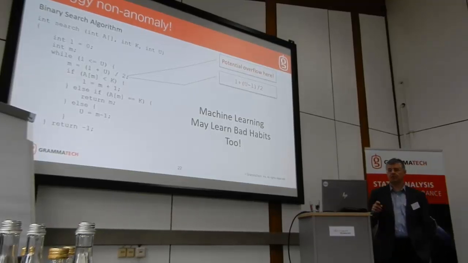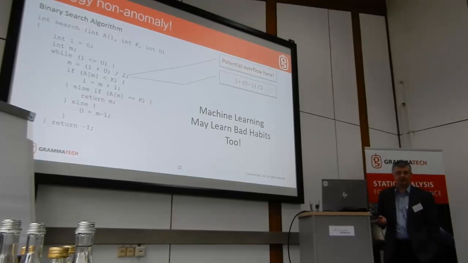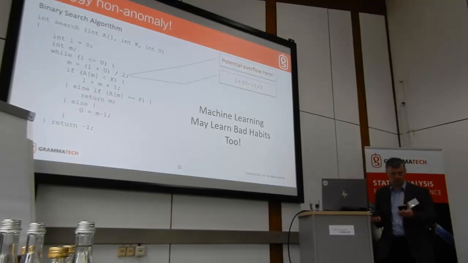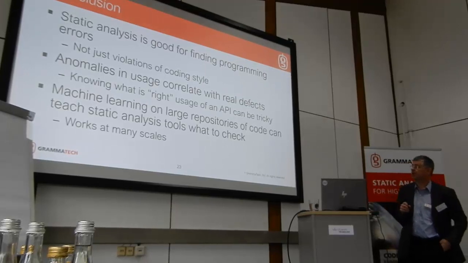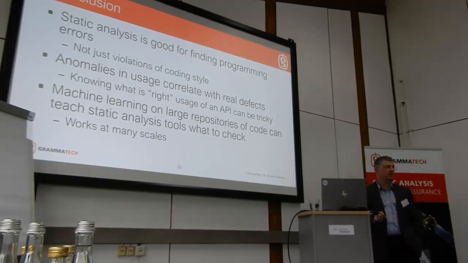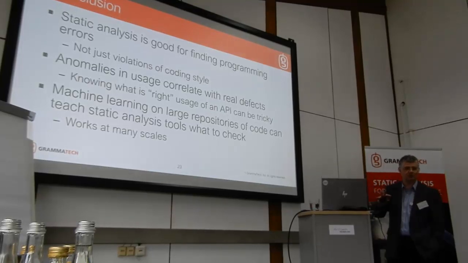So, the conclusion is that machine learning can learn bad habits as well as it can learn good habits. Okay, this is my last slide. Here are my conclusions before I take some questions. The key thing is static analysis is good for finding bugs. I hope it persuaded you of that. If you're not persuaded, then this afternoon I hope to persuade you.